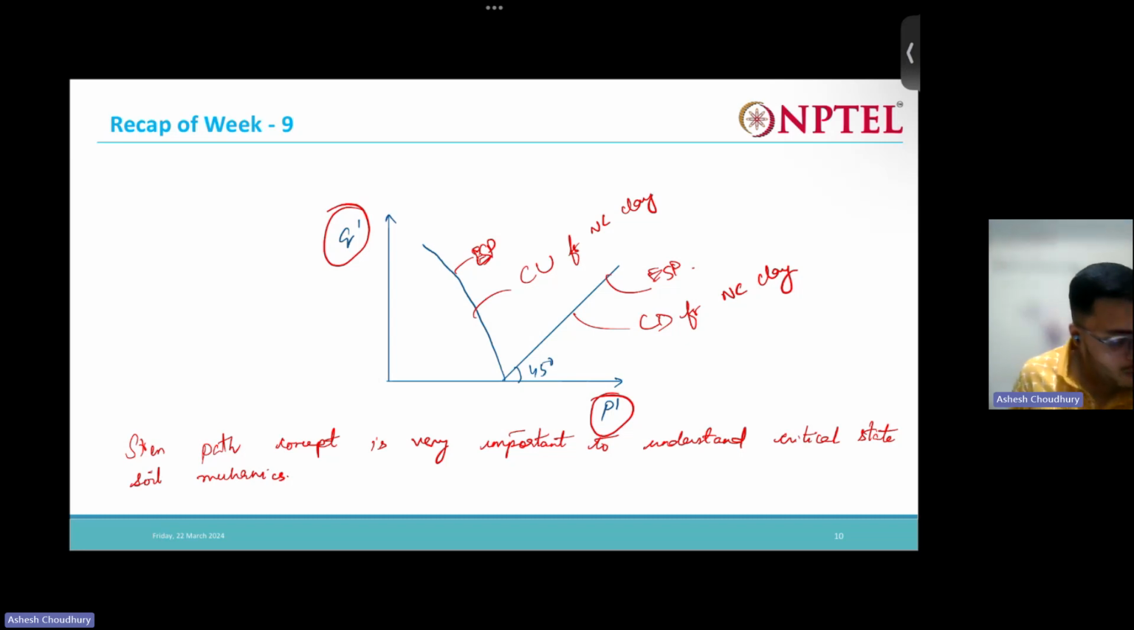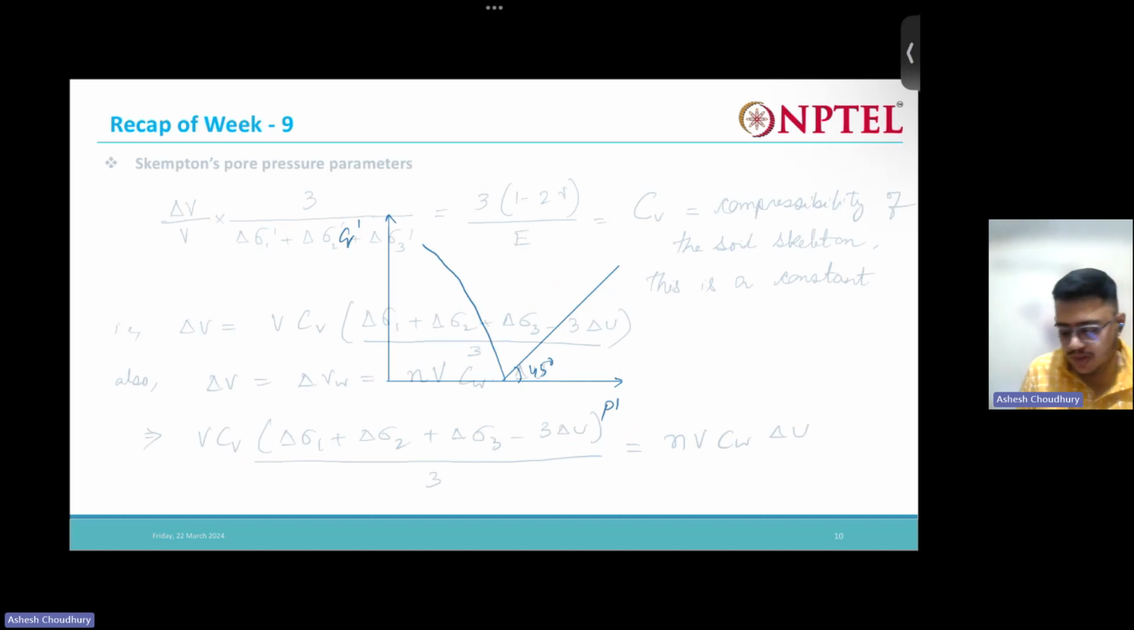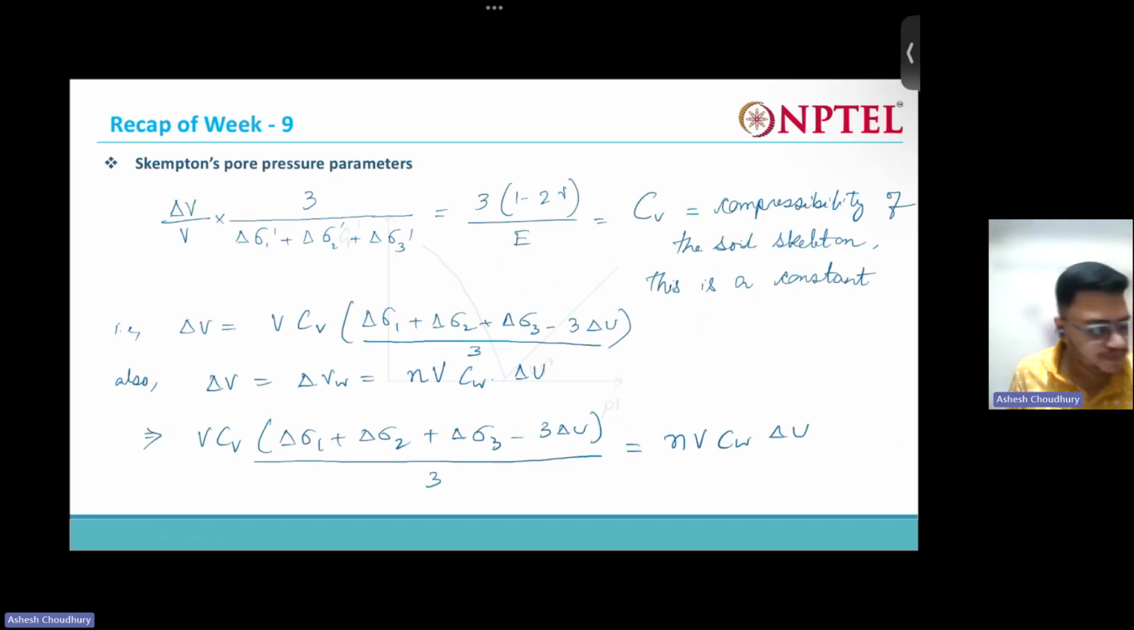Okay, now we are going to deal more with this Skempton pore pressure parameter. I am not going to go into detail on all these derivations, because everything is done in the class. So I will just go through them a bit slowly to understand what is there.